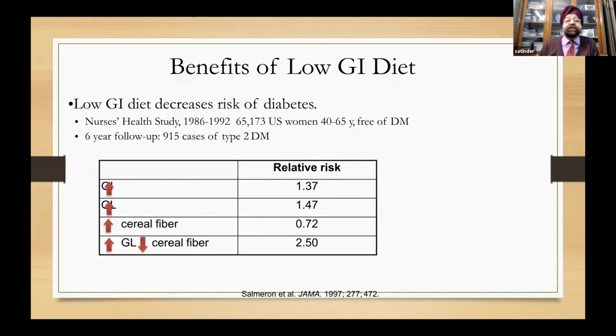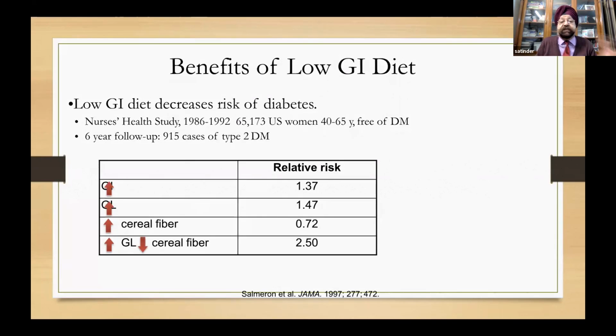So that is quite interesting. Again, benefits of low GI diet: a low GI diet decreases risk of diabetes. Another very famous study is the Nurses' Health Study, which had a 6 years follow-up. With increased GI the relative risk went up to 1.37. With increased glycemic load, the risk went to 1.47.